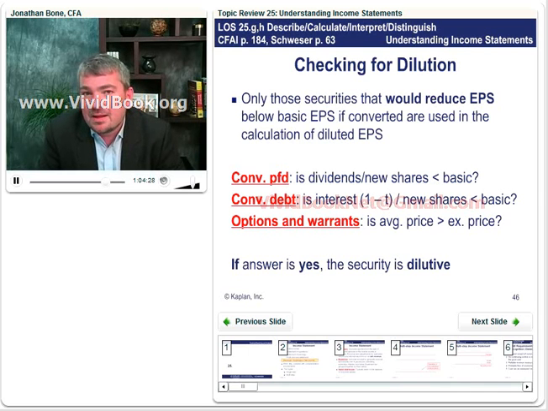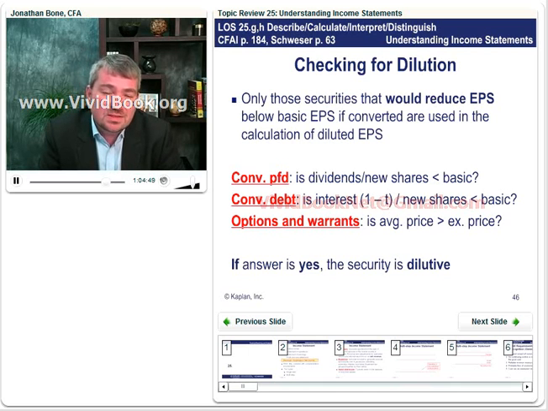Convertible debt, well, of course, we'd save the net after-tax interest on our numerator, but we get the increase in number of shares on our denominator. So again, if net interest divided by number of shares is less than basic EPS, it's dilutive. If it's greater than basic EPS, it's anti-dilutive, and we'd ignore.